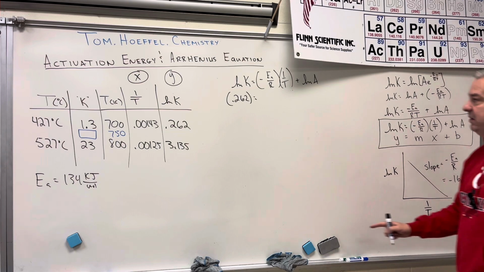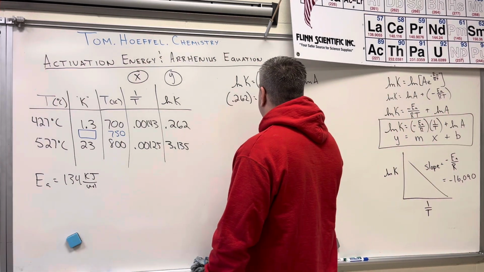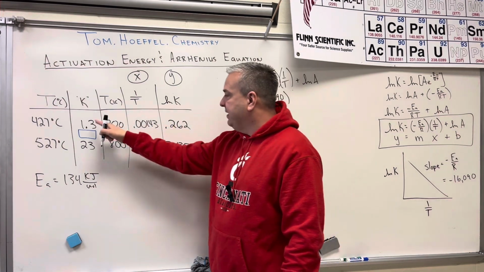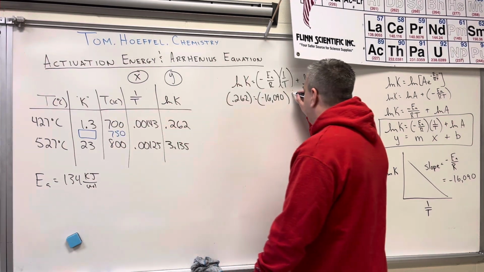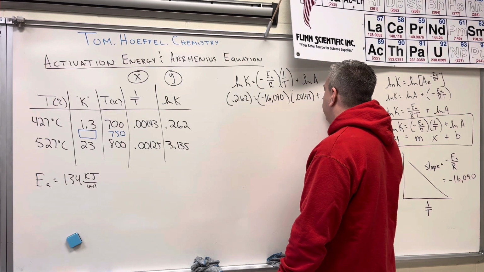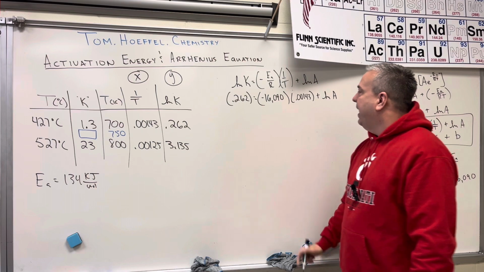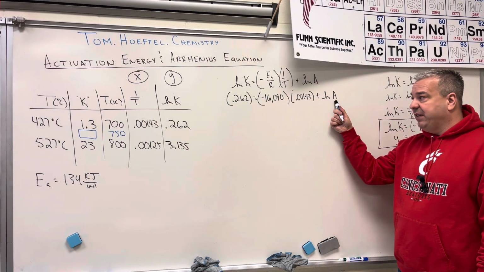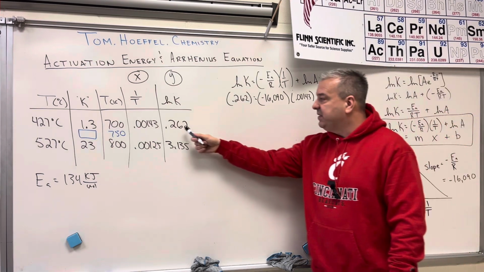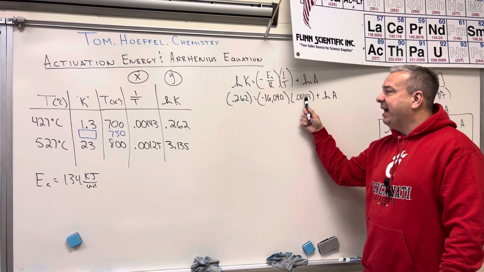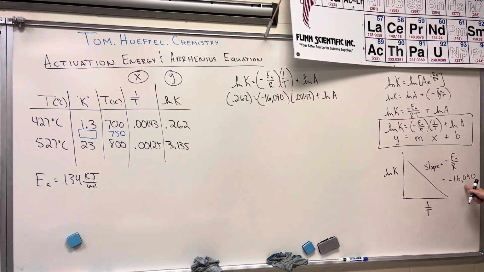The slope is equal to negative 16,090. And we're going to use this line still. The inverse temperature is 0.00143. And we have basically all the numbers now to figure out what the natural log of A is. Okay, so all I did, once again, is I plugged this in for my y, this in for my x, and I remembered the slope that we calculated in the first part of this video.